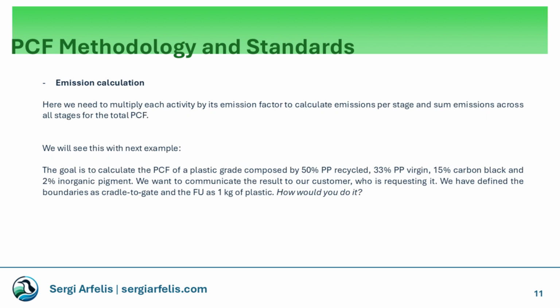Once you have your activity data, you will also need to collect or calculate the emission factors for each activity. These are standardized values that tell you how much greenhouse gas is emitted per unit of activity, such as per kilogram of material or per kilowatt-hour of electricity. By combining your activity data with the right emission factors, you will be able to calculate the carbon footprint for each stage of your product's life cycle and sum them for the total product carbon footprint. For example, if your process uses 0.3 kilowatt-hours of electricity per kilogram of product, and the emission factor for electricity in your region is 0.324 kilograms of CO2 per kilowatt-hour, you multiply these values to get the emissions from electricity use.